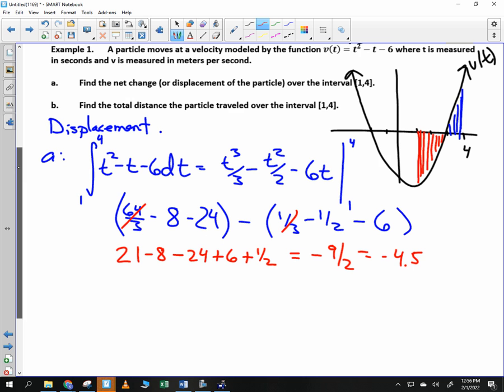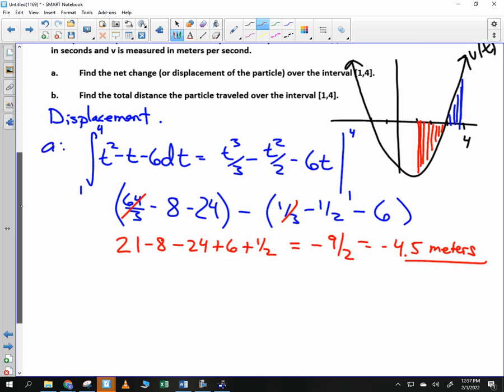We have a label. It says time is measured in seconds, position in meters. So negative 4.5 meters means this object is 4.5 meters further to the left than when it started. If I started here, I walked to the left, and then I slowly walked back forward. I did not reach my original spot; I'm 4.5 meters further to the left. Everybody see that? Okay. So now we go to the second part.